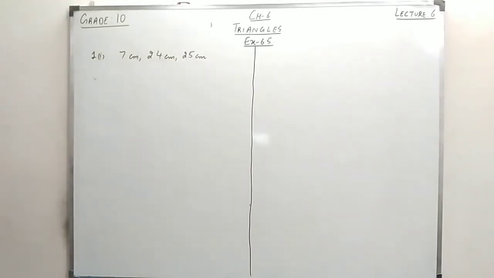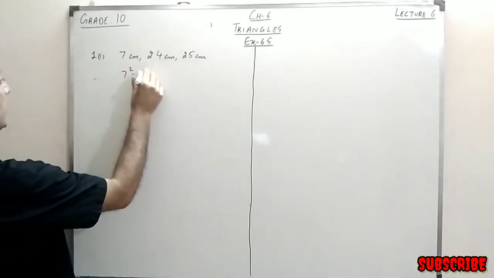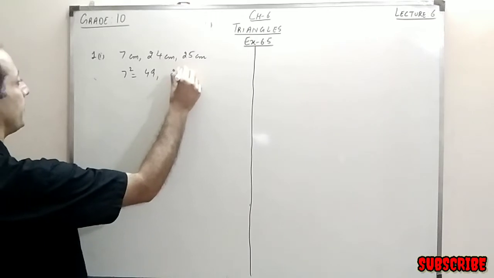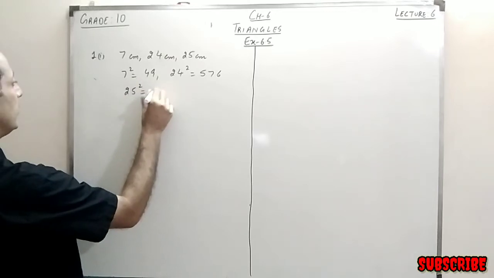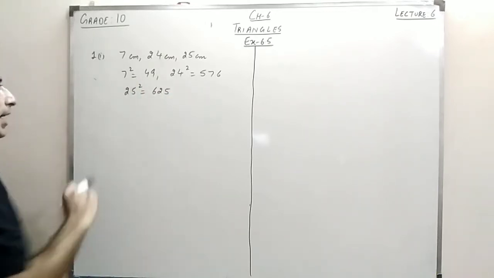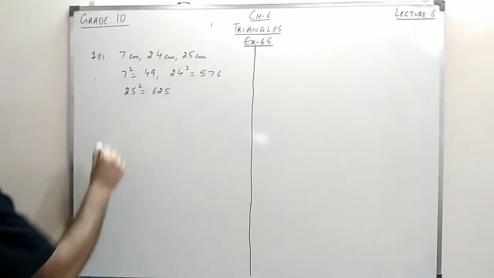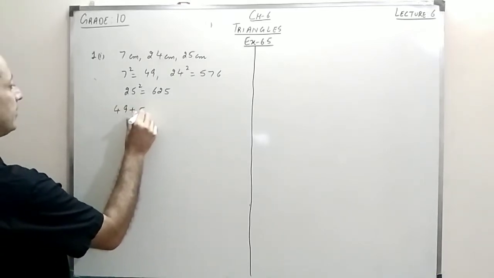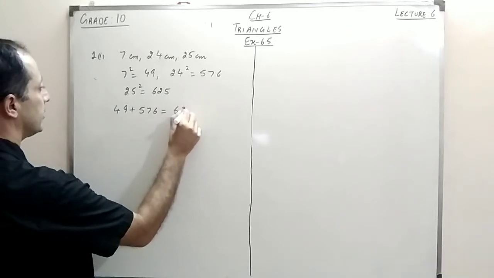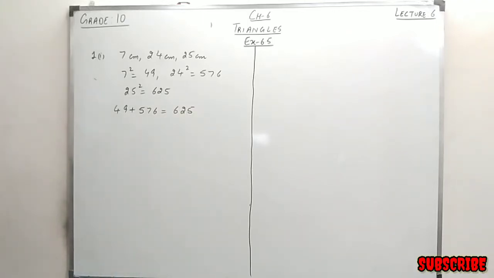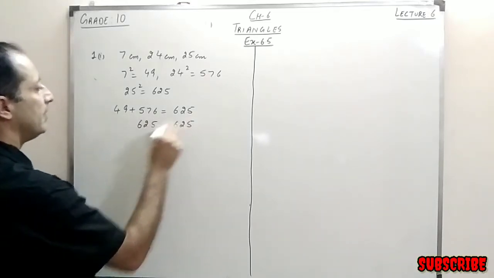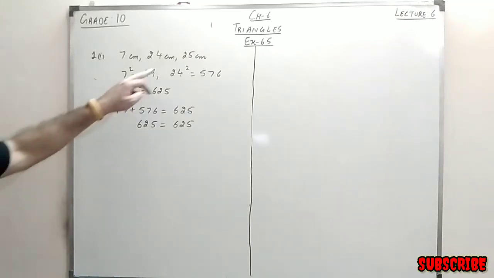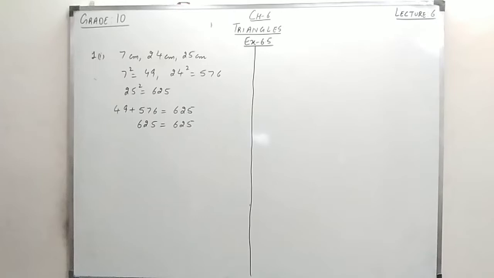So these are the 3 sides given. What I have to do? First thing, I have to find the square of all the 3 sides. So the square of 7 is 49, the square of 24 is 576, and the square of 25 is equal to 625. So here, if I add the square of the two smaller sides, 49 plus 576, what I get? I get 625. So it means 625 equals 625. So obviously the square of the longest side is equal to the sum of the squares of the other two sides.